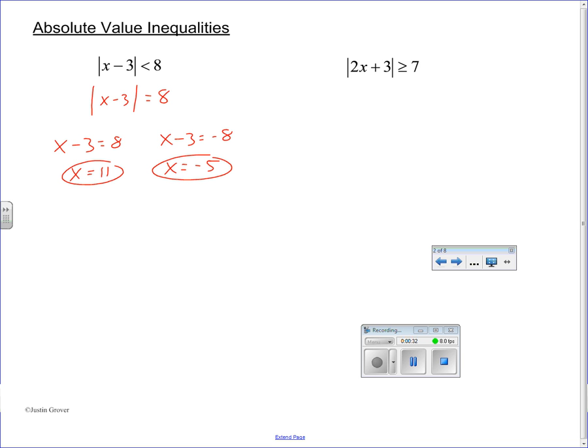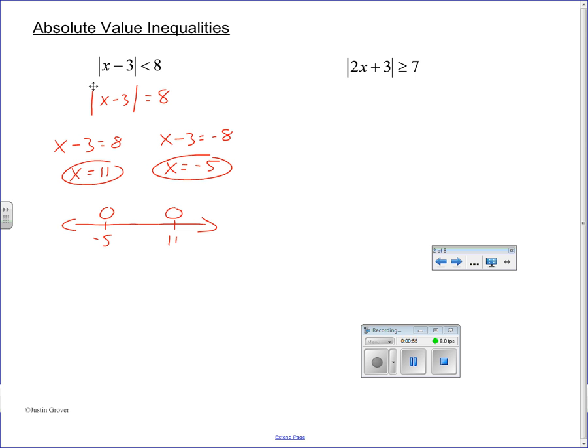But these aren't equations, this is an inequality. So this is where you need to go to your number line and put these two numbers on the number line. We have negative 5 and 11. Negative 5 goes to the left because it's smaller, or lower, and 11 is greater than negative 5, so that goes on the right. Circles above those, and here's where our inequality symbol comes into play.